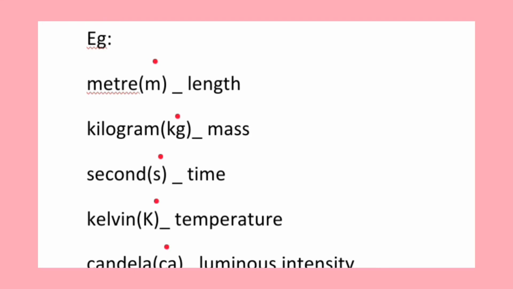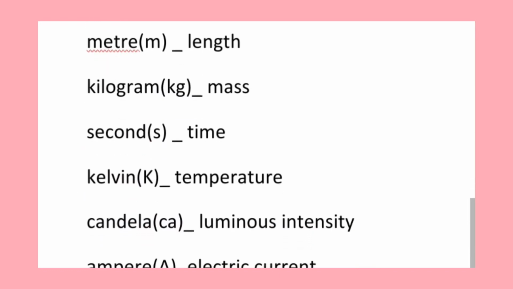If any unit is named after a scientist, the symbol must be a capital letter. Okay, ampere is named after a scientist, so the symbol must be capital. If you write it in full words, it should be all small letters only. Even if it is named after a scientist, you must write it in small letters only.